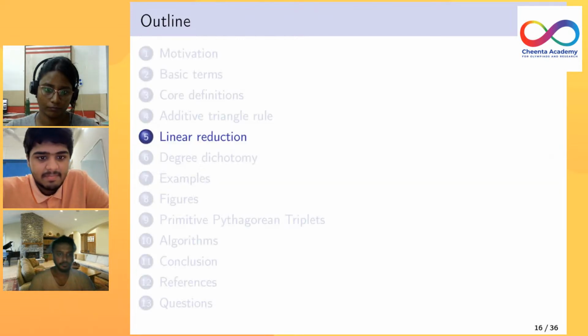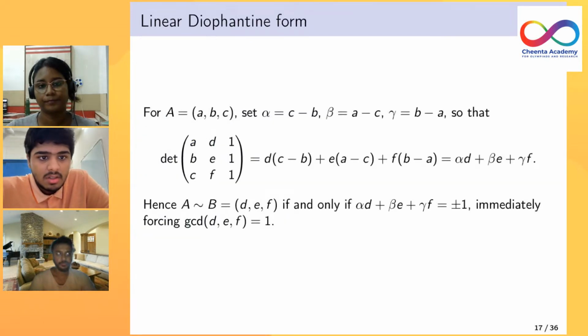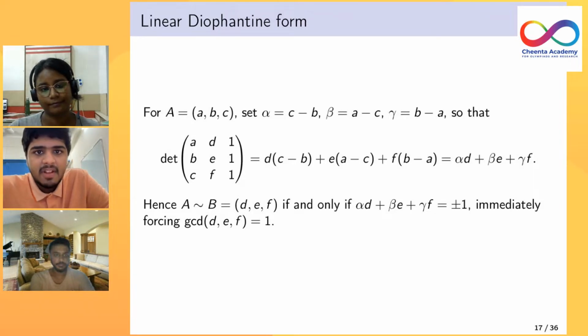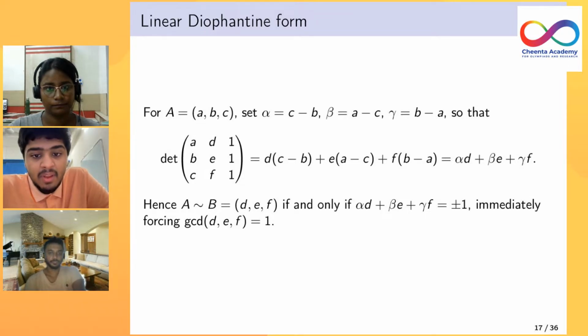Next slide, please. This is the key simplification of our entire construction. For A equals (A, B, C), define alpha as C minus B, beta as A minus C, gamma as B minus A, such that the determinant of (A, B, C), (D, E, F), and (1, 1, 1) equals the equation displayed on screen, and we can simplify it to alpha D plus beta E plus gamma F.